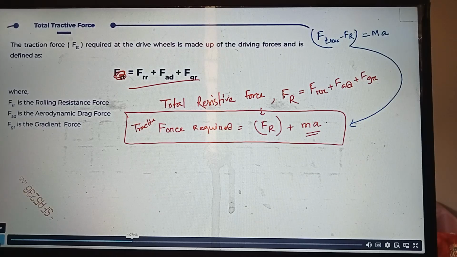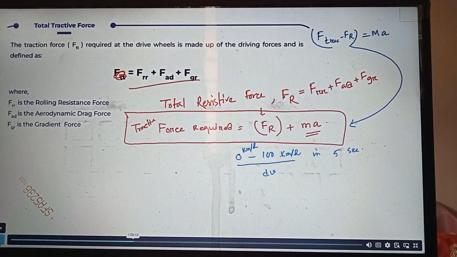So 0 to 100 kilometer means a change of speed, right? Let me write it down: 0 to 100 kilometer per hour in, say, 5 seconds. What does it mean? It means 0 to 100 kilometer per hour is nothing but dv, the change of velocity, right? 0 kilometer per hour to 100 kilometer per hour. Remember, any variable with d, what does it mean? It is a change, right? So it is v2 minus v1, where v2 is the final speed and v1 is the initial speed.